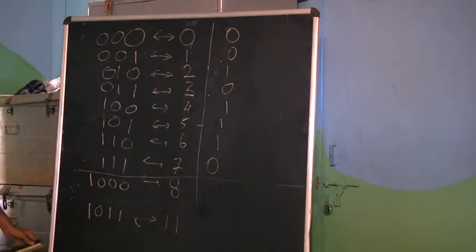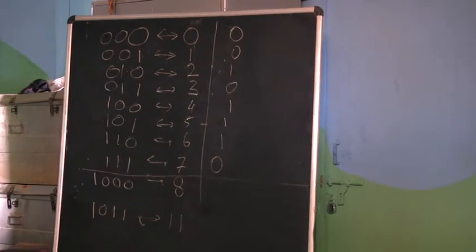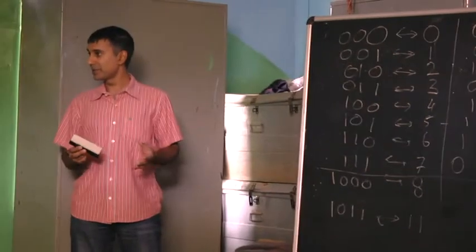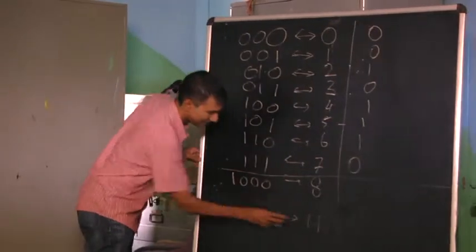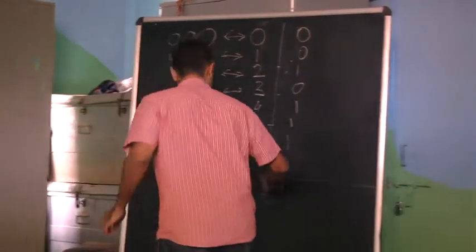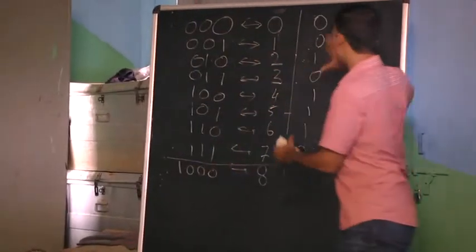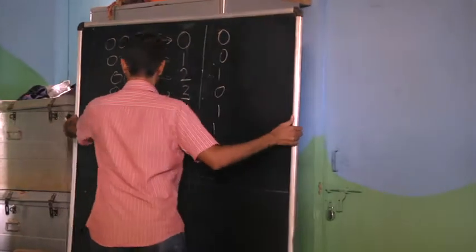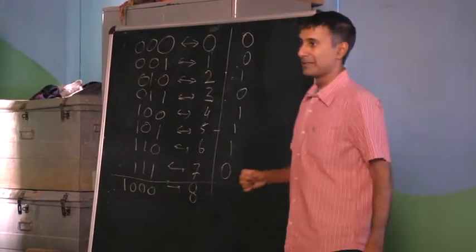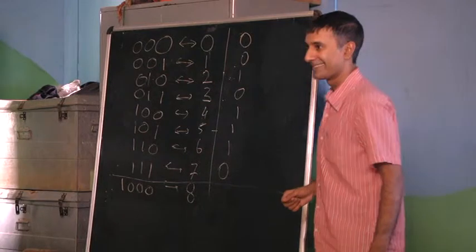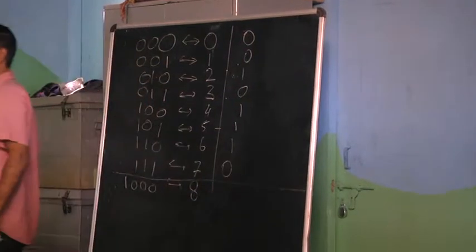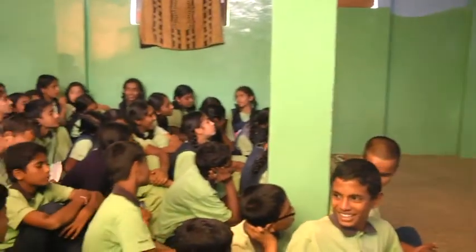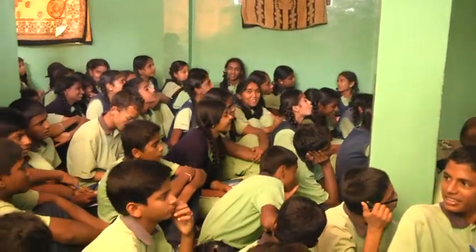What about this number? You're not able to see in the back? Who's not able to see? Is it the light? Okay, I won't work on here. Can you see here? Okay, here's a number. What about that number?